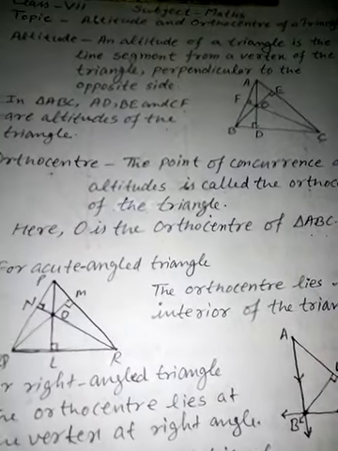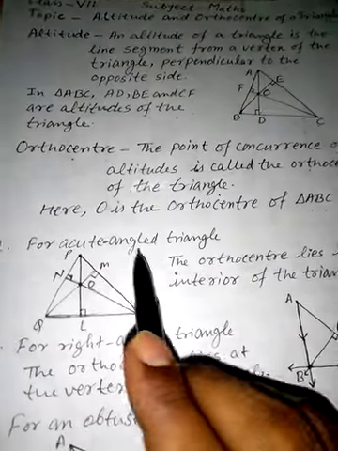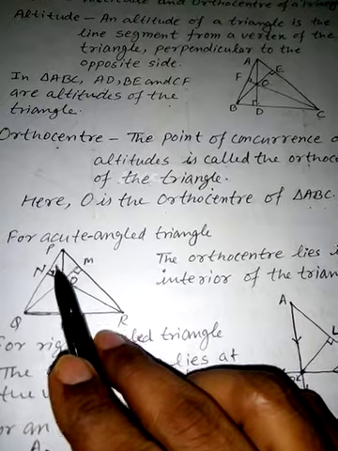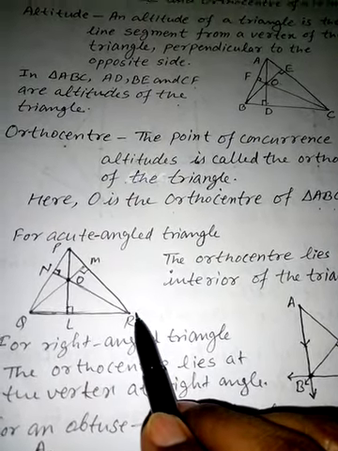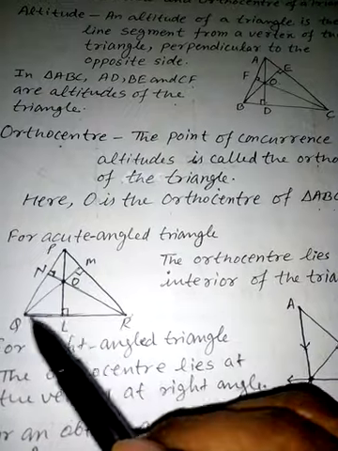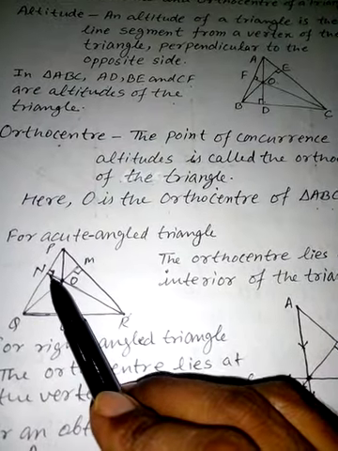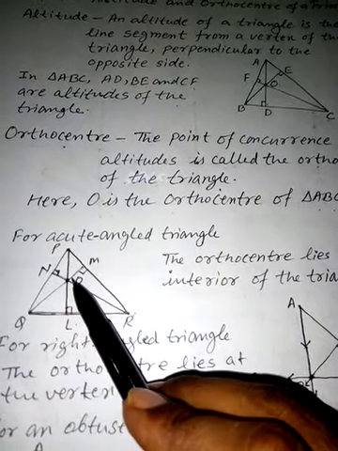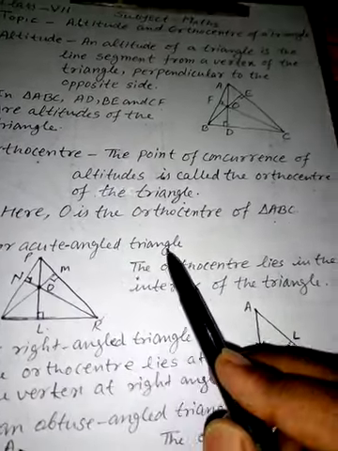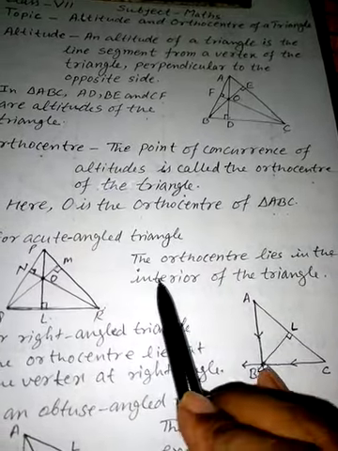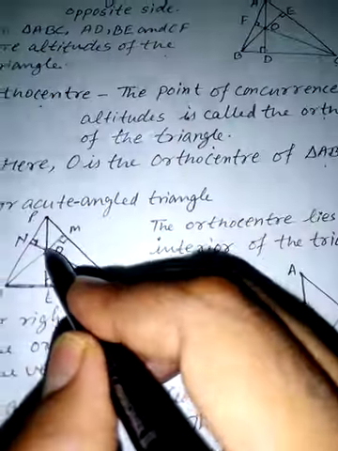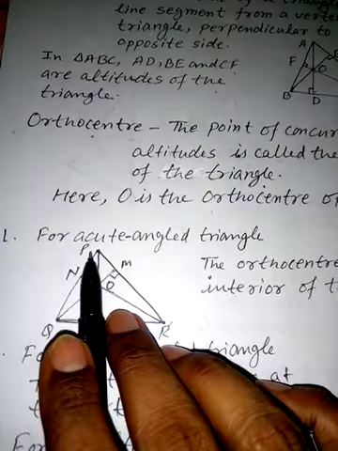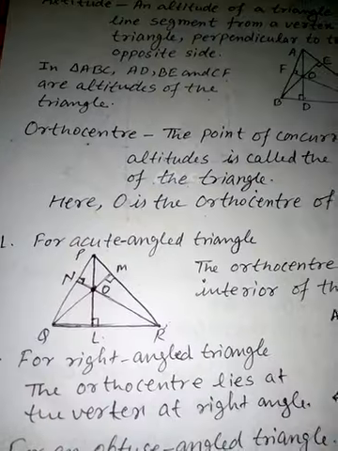Now, in a specialized case, for acute angle triangle, you can see here PQR is an acute angle triangle and PL, QM and RN are the altitudes, and all these altitudes concurrent at O. So the orthocenter lies in the interior of the triangle. You can see this point O is in the interior of this triangle PQR, which is an acute angle triangle.